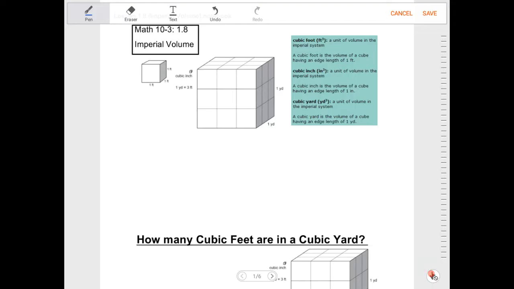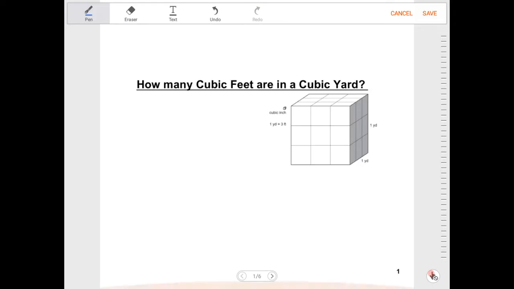A cubic inch would be kind of this one right here, where every side is going to be one inch. A cubic foot would be your length is 1 foot, your width is 1 foot, and your height is 1 foot. The cubic yard would be about the same: length 1 yard, width 1 yard, and height 1 yard. It's all the same. Anyway, we'll just do some simple calculations here, and then we'll let you have some practice.